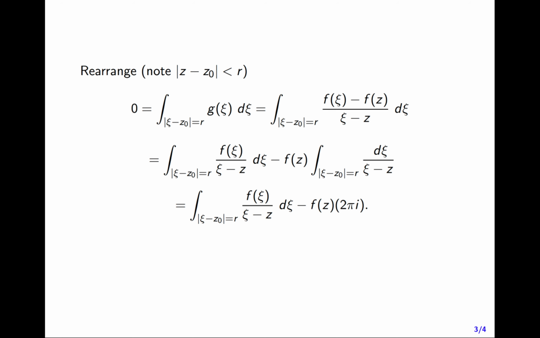So what do we have here? 0 is equal to the integral over the circle modulus c minus z0 equals r of f of c divided by c minus z, minus f of z times 2 pi i. Rearrange, divide by 2 pi i. You have yourself there the Cauchy integral formula.